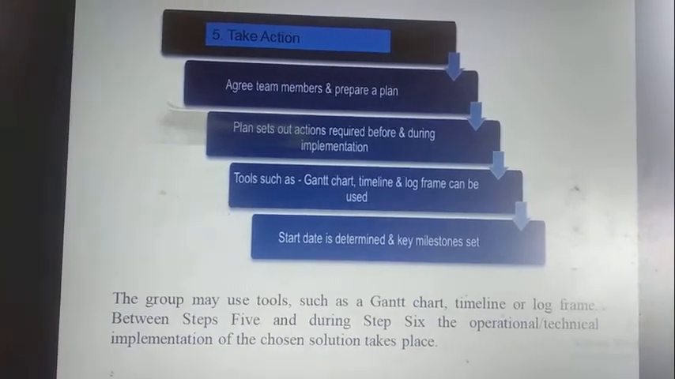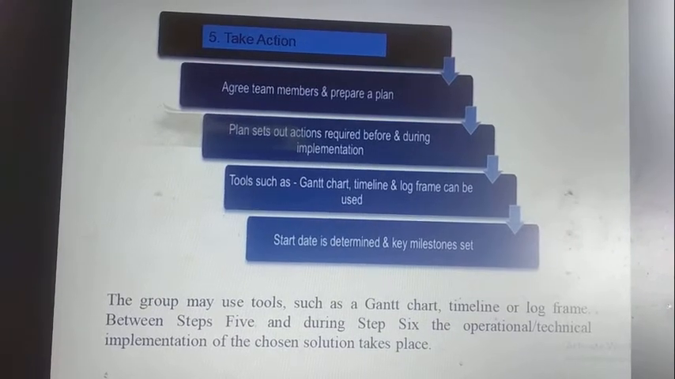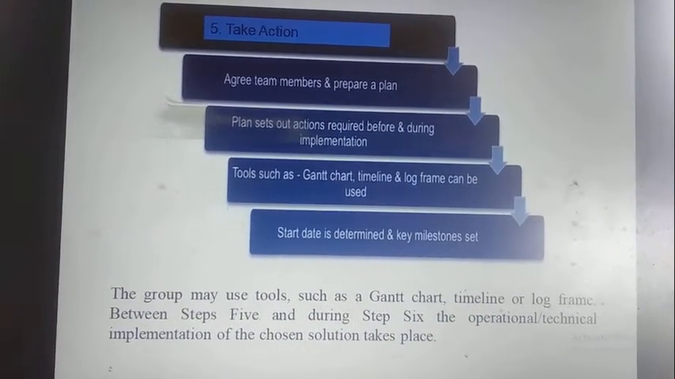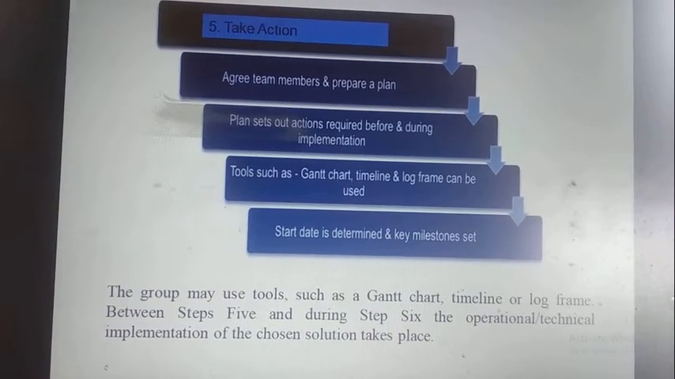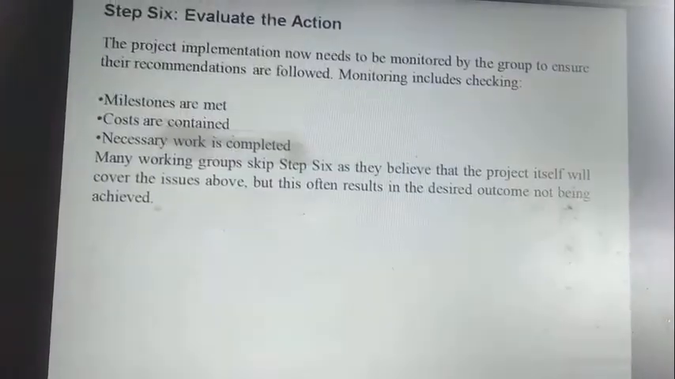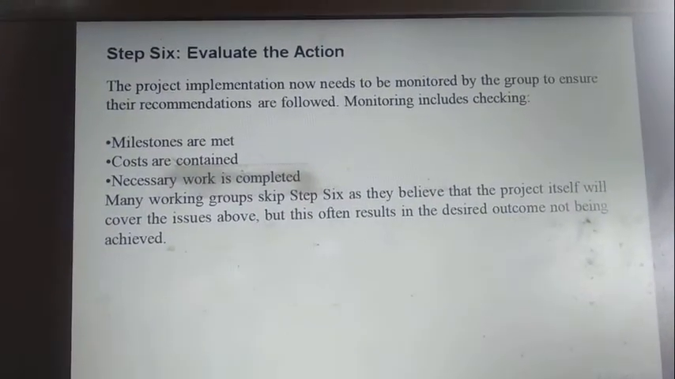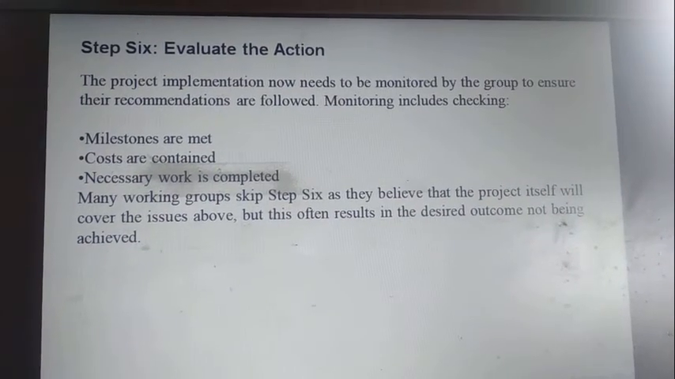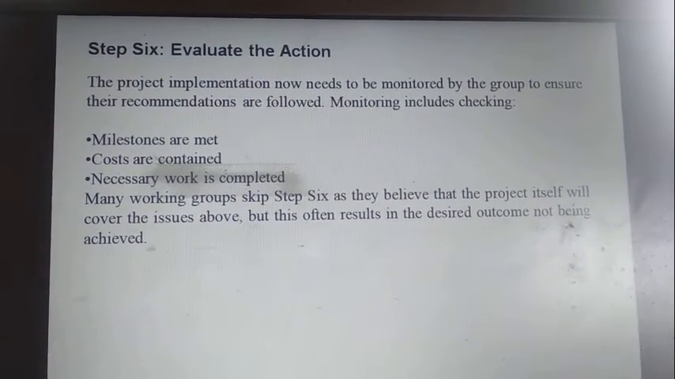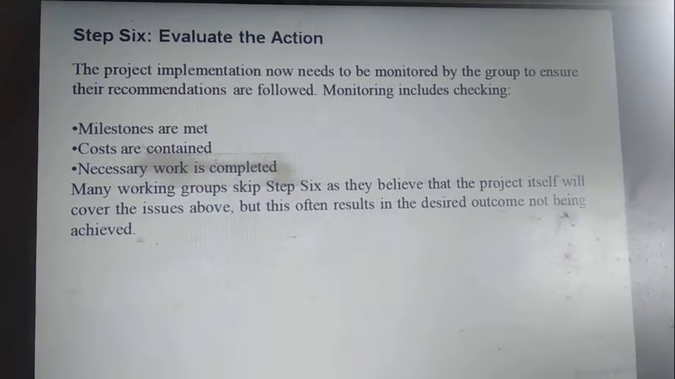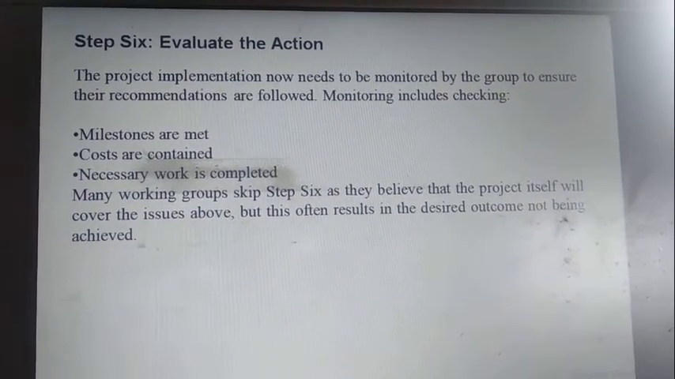The group may use tools such as a Gantt chart, timeline, or log frame between steps 5 and 6. During step 5, the operational and technical implementation of the chosen solution takes place. Then the last step is evaluate the action, meaning whether the action we have taken is right or wrong, and what the outcomes of the evaluated actions are.